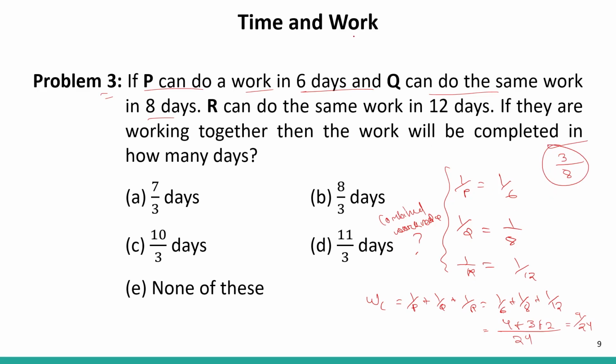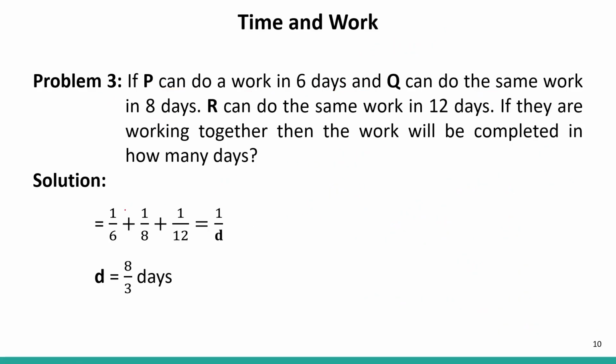So number of days is equal to 1 by WC. That will be equal to 8 by 3. So among these options, you can see that option B is the correct one. Options A, C and D are all wrong ones. Let's see the step-by-step solution. 1 by 6 plus 1 by 8 plus 1 by 12 is equal to 1 by D. So D will be 8 by 3 days.